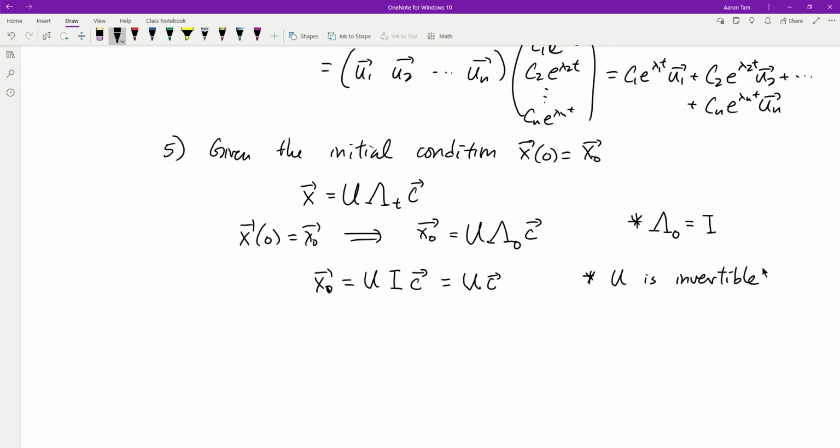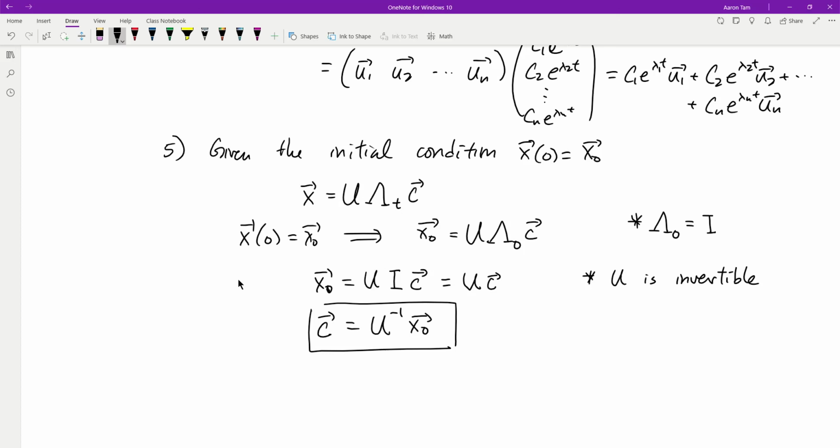Therefore, u inverse exists. Therefore, if I want to find c, what I'm going to do is simply say that c must equal u inverse times the vector x sub 0. That gives us a way to find all the arbitrary constants. It's by simply taking the inverse of the eigenvector matrix and then multiplying by the initial condition, provided that the initial condition is at 0.